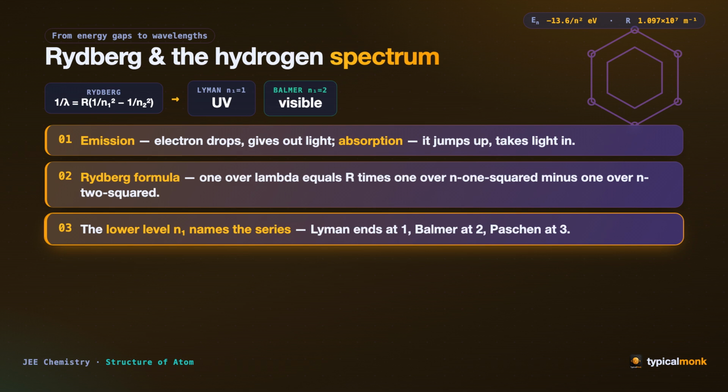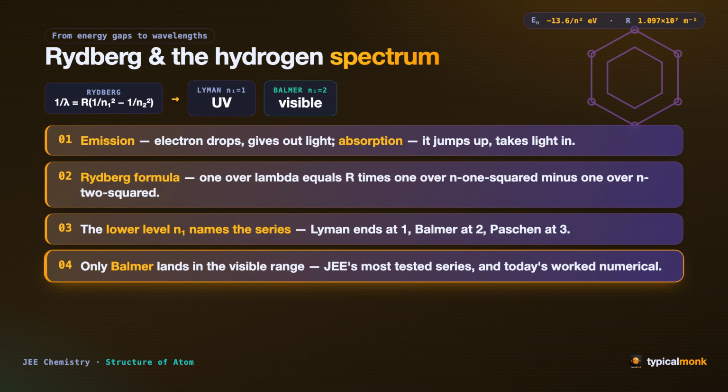On level 2, Balmer. On level 3, Paschen. And fourth, of all these families, only the Balmer series falls in the visible range, the light your eye can actually see. That is exactly why it is JEE's most examined series, and the one we solve fully next.